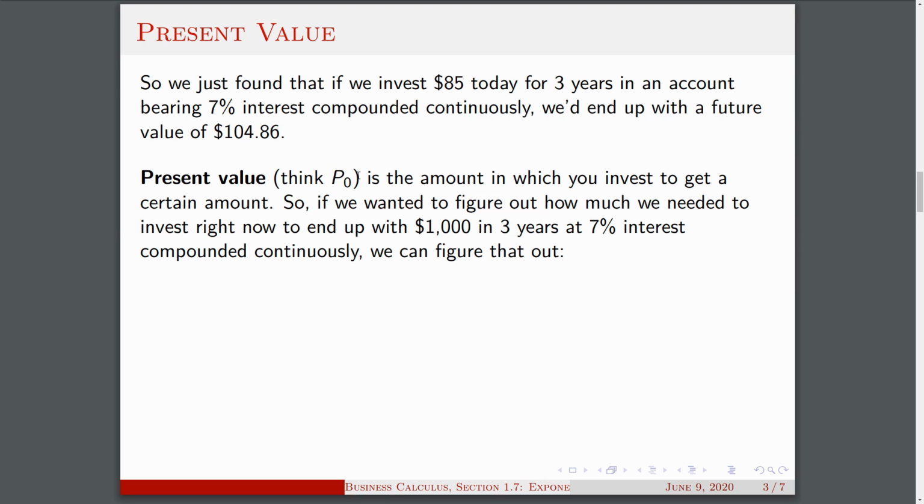So in this case, for present value, that would be the amount that we'd need to invest if we desired to end up with a certain amount later on. So if I want to end up with $1,000 in 3 years, and I'm able to invest at a 7% interest rate compounded continuously, then can I figure out how much I'd need to invest now? And yeah, I can. So let's do that.